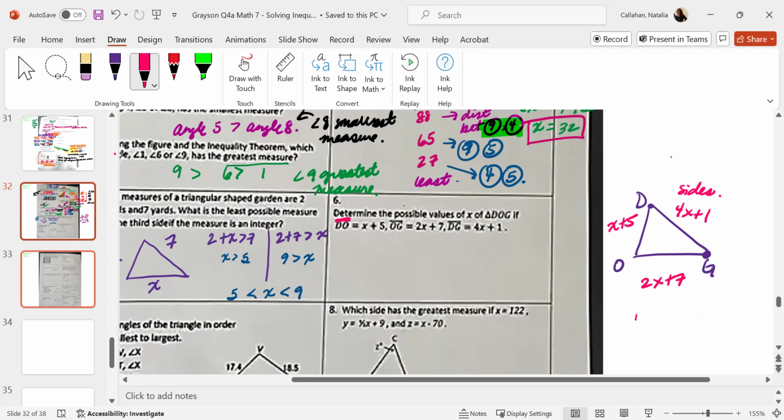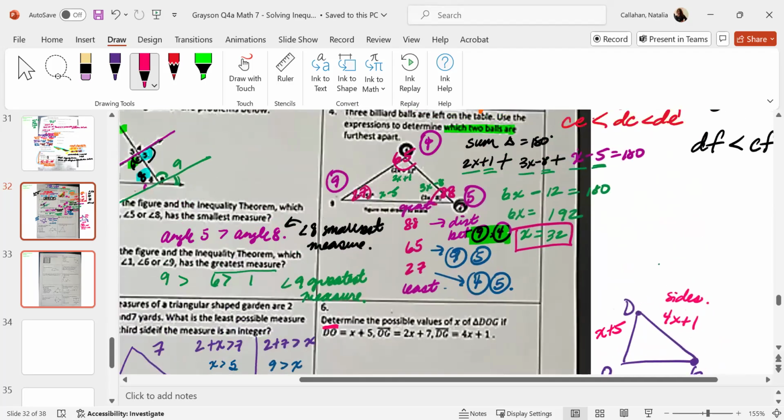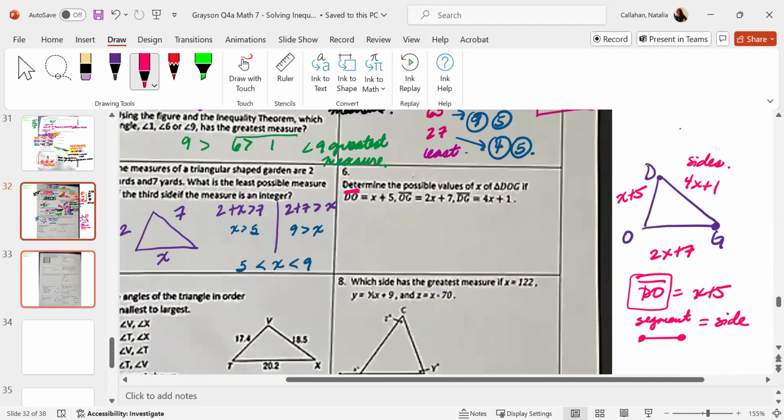It means that's a segment. DO is equal to x plus 5. Pay attention here. This right here means it's a segment. A segment is when you have two endpoints like that, correct? That equals a side. You need to know the difference, because if it's going to give you the angle, it will have an angle symbol. Does that make sense? If I can organize the sides from smallest to biggest, I can also do the angles, right? Opposite sides give you opposite angles, correct? Okay, so then determine the possible value of x, correct?